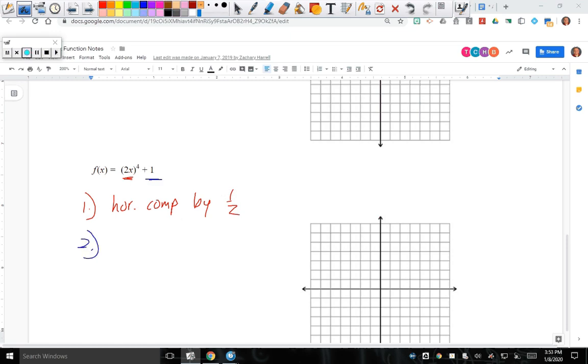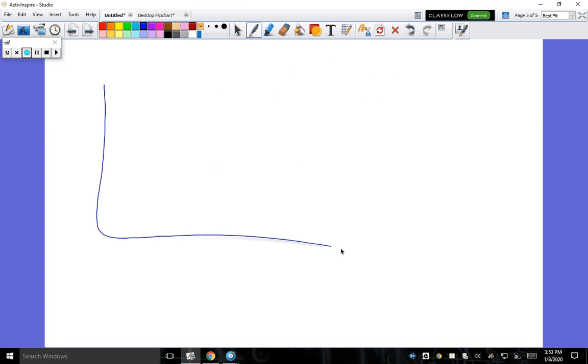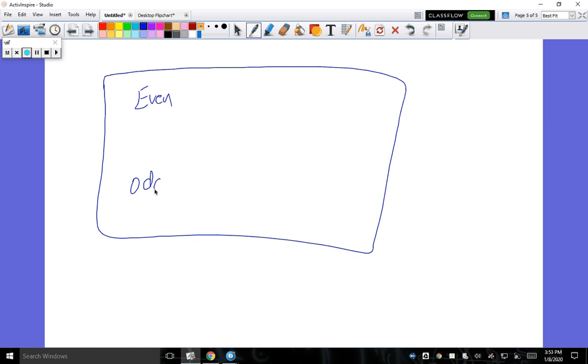And then, yep, vertical shift 1 up. Now, your last page of notes. It goes pretty fast. You've already discovered this a lot already. Here we go. Your last page of notes looks like the following. You have even, odd, plus, minus, and it looks something like this.